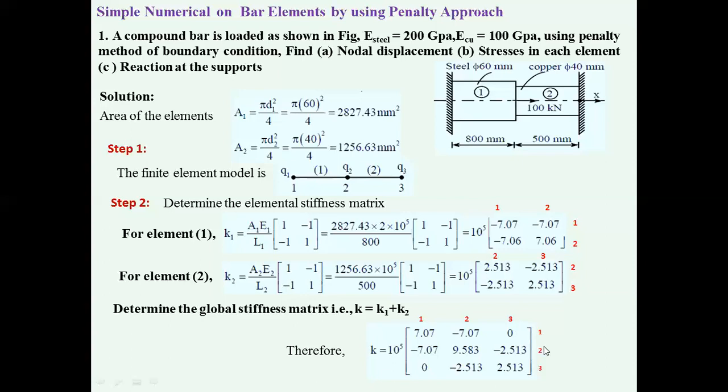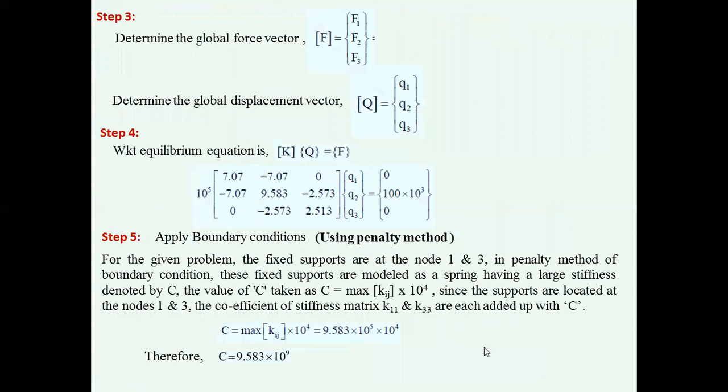Similarly, you go for 3 cross 2. So 3 cross 2, we have minus 2.513, you write as it is. Now you write the second row as a second column. Finally, you find out the 3 cross 3. So 3 cross 3 is 2.513. So this is the way of finding the global stiffness matrix.